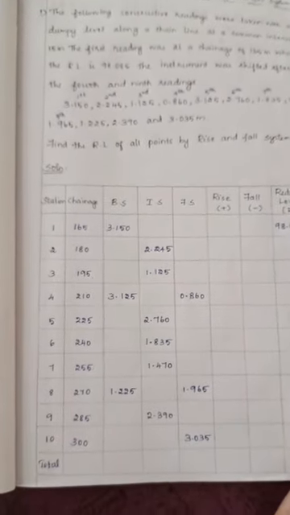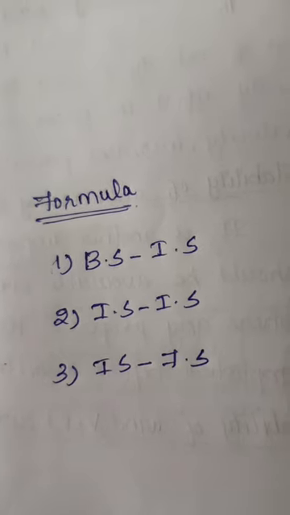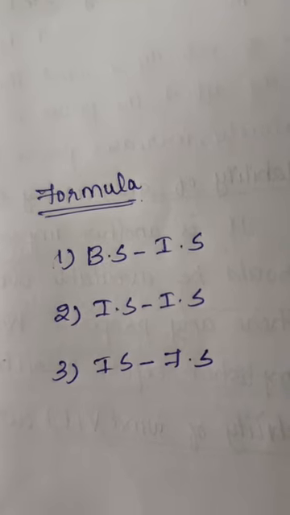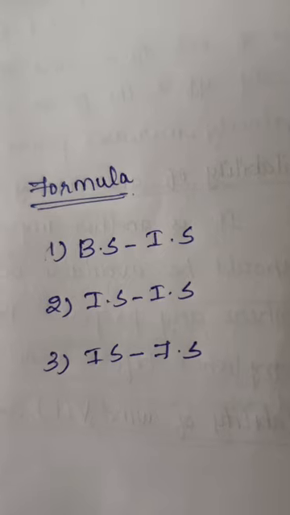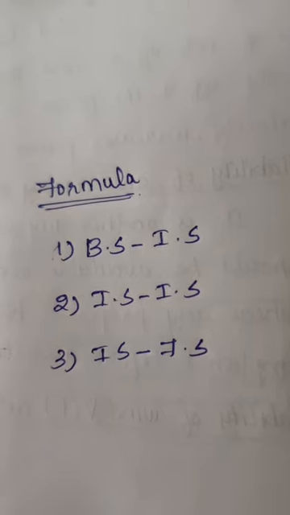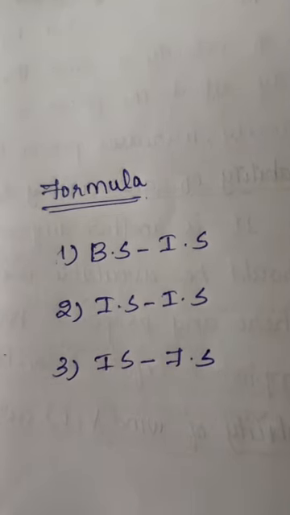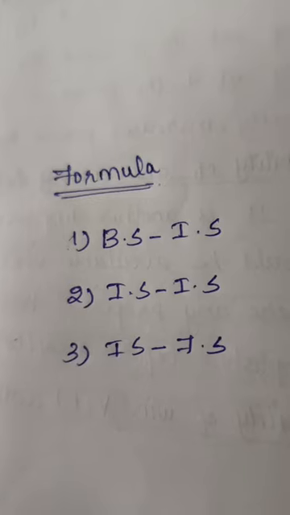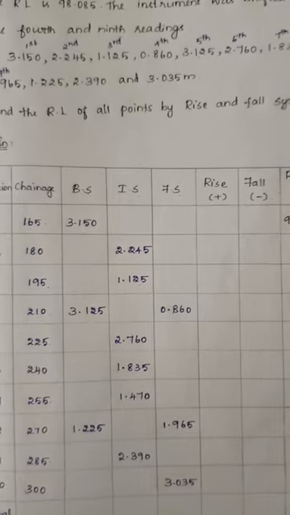Therefore we enter all the values in a table. Formulas for calculating rise and fall: back side minus intermediate side, or intermediate side minus intermediate side, or intermediate side minus foresight. If the value obtained is positive, then you have to enter the value in a rise column. If the obtained value is negative, then you have to enter the value in a fall column.